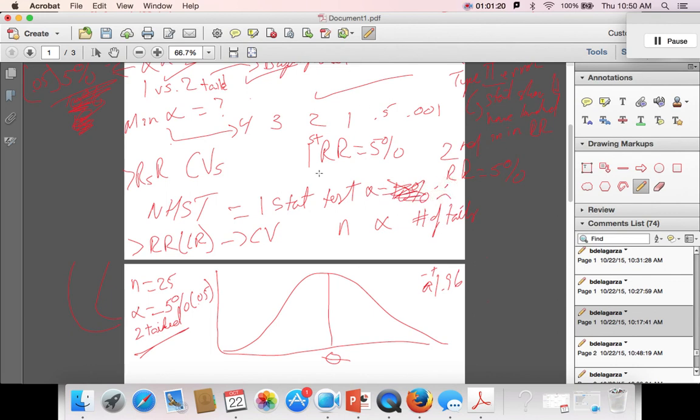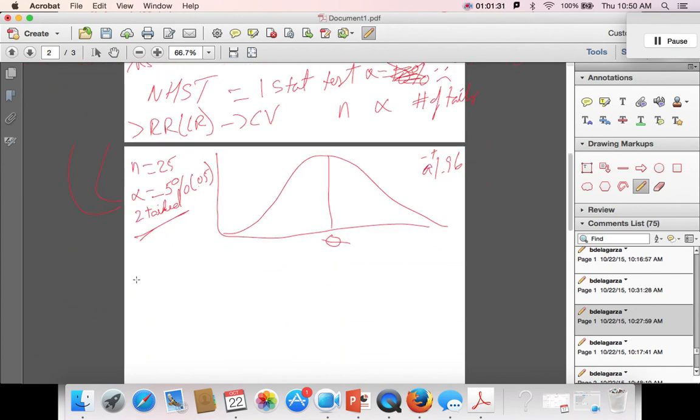So rather, what do I do? I divide my alpha level in half. My alpha level of 5% has to remain intact. So here, the first region of rejection is going to get 2.5% or 0.025. And my second region of rejection is also going to get 2.5% or 0.025.